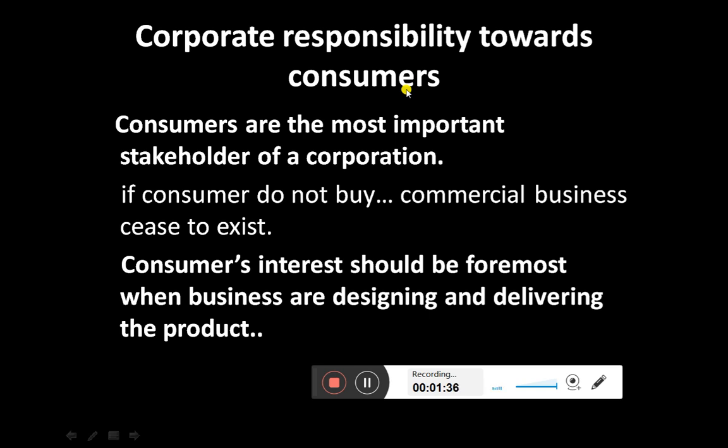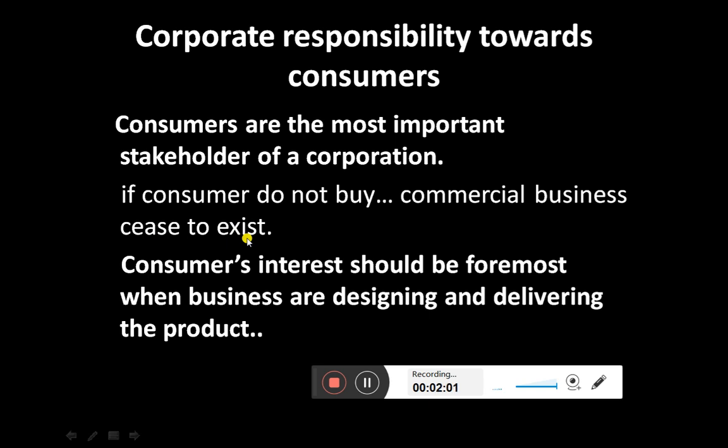But there is a bit of difference between consumer and customer. Consumers are the end users, and customers come before your consumer. It says that consumers are the most important stakeholder of a corporation. Why? Because if consumers don't buy, commercial businesses cease to exist.